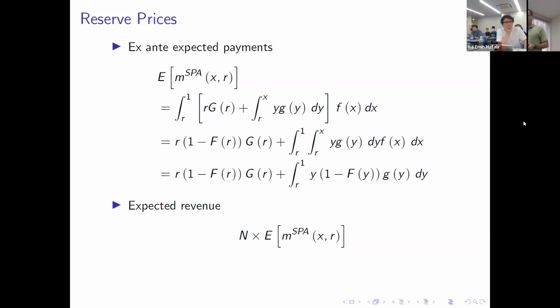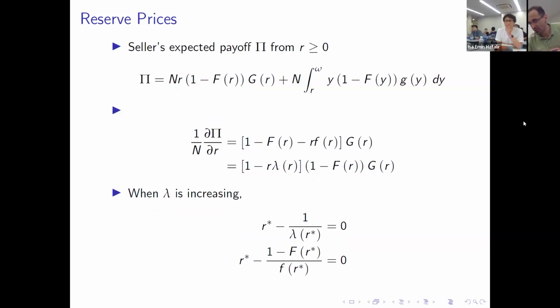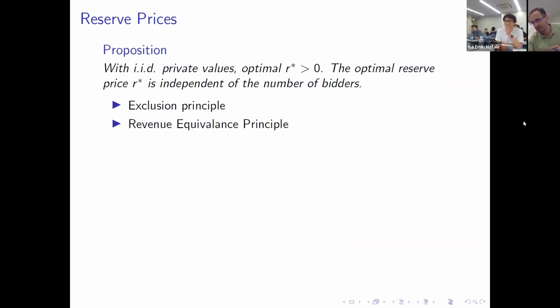This is called the exclusion principle. The exclusion principle means that it is always better to exclude some bidders, by putting a binding reserve price. This will increase the revenue, and at the same time decrease the efficiency, because sometimes, although there are bidders whose values are greater than your value, you are still keeping the object. So this will not give you full efficiency. All right.